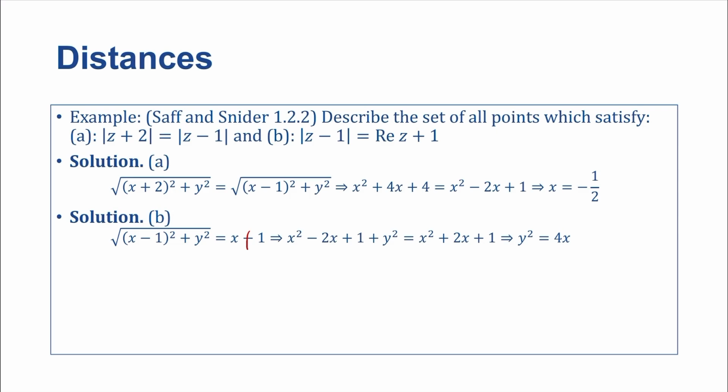And what we have now is something that we need to FOIL and expand so that we can solve it analytically as an algebraic equation. So we get x squared minus 2x plus 1 plus y squared equals x squared plus 2x plus 1. And simplifying this all out, we get y squared equals 4x, which is the equation of a parabola.